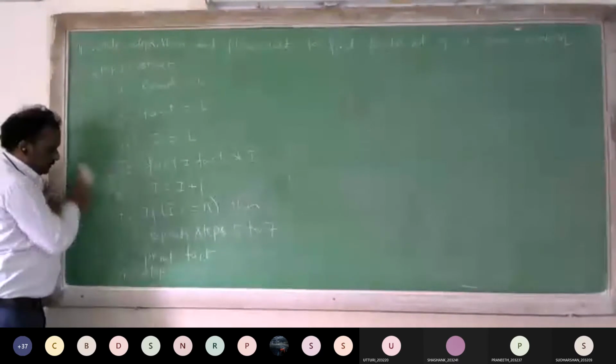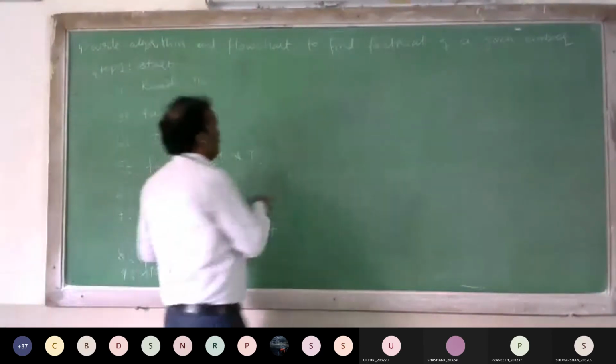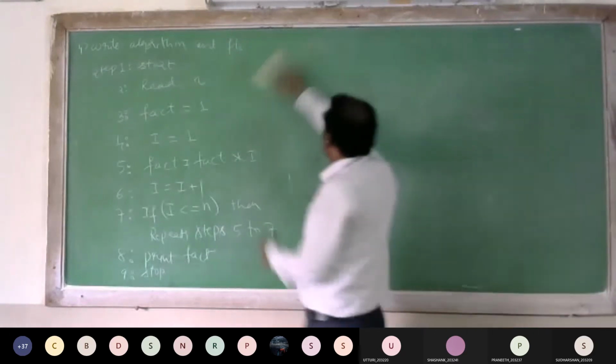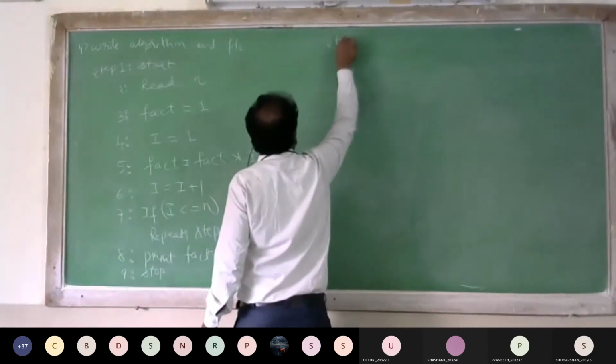Now we write the flow chart. What is the first step? The first step is always start. For start, we use the oval symbol.